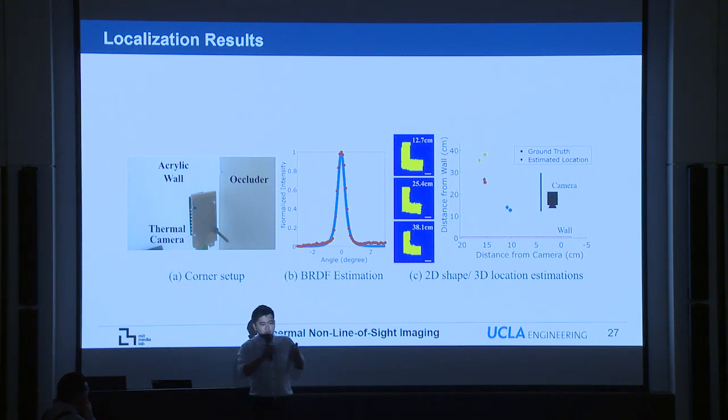Here's an example of 3D localization and 2D shape reconstruction results. As you see in the left, A, we really cannot see the hidden object in the visible spectrum. However, if you capture the right BRDF parameter, then we can estimate the location of the object successfully, as shown in figure C on the right. Please see our paper for more results with different types of surfaces. Now, Yuqin will describe how we achieve robust pose estimation around corners.